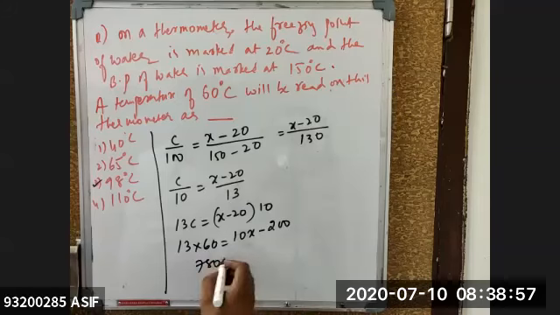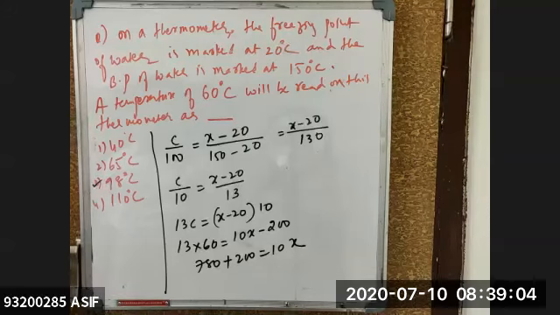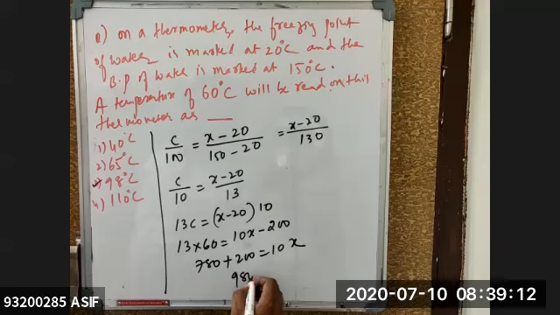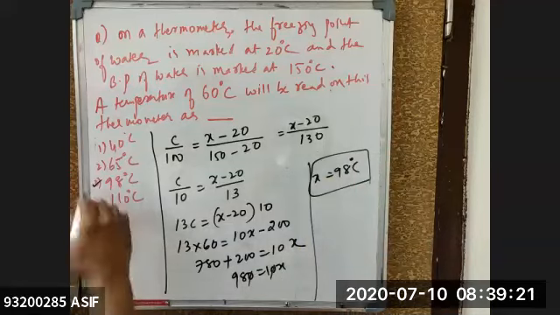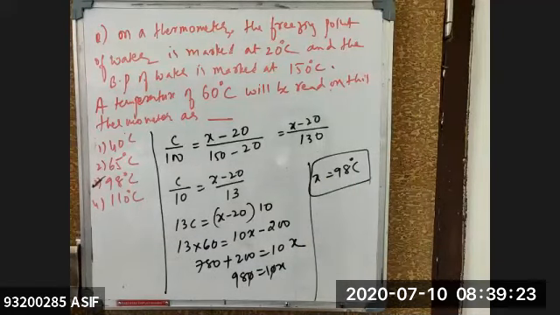This minus 200, if I take it here, will become plus 200 equals 10X. So 780 plus 200 is 980. 980 equals 10X. So X equals how much? This zero gets cancelled. So X equals 98 degrees centigrade. So which option? The third option is our correct answer.